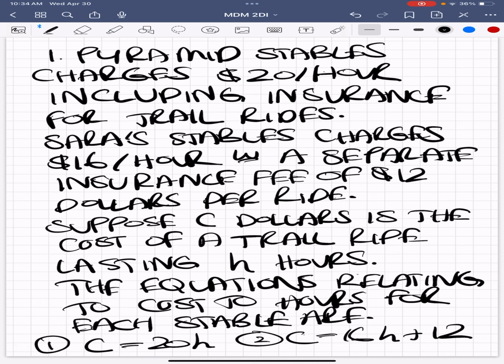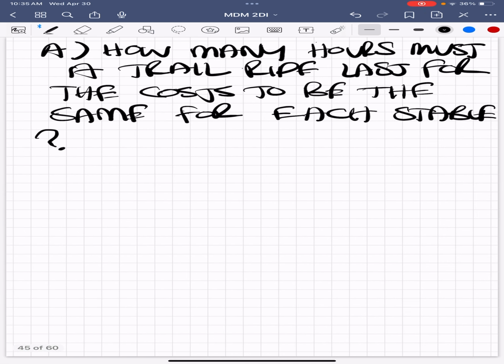Pyramid Staples charges $20 per hour, including insurance for trail rides. Sarah Staples charges $16 per hour with a separate insurance fee of $12 per ride. Suppose C dollars is the cost of a trail ride lasting 8 hours. The equations relating cost to hours for each staple are C equals 20H and C equals 16H plus 12. How many hours must a trail ride last for the cost to be the same for each staple?